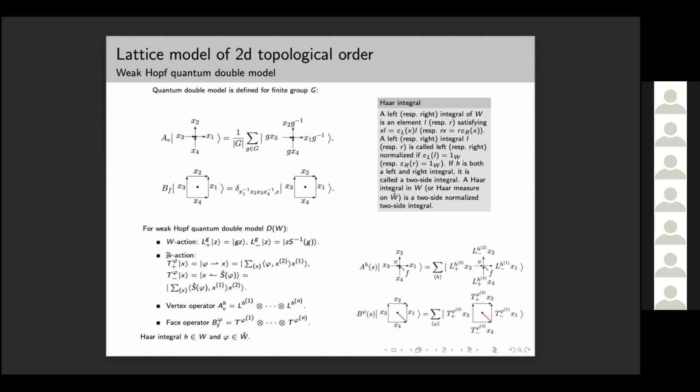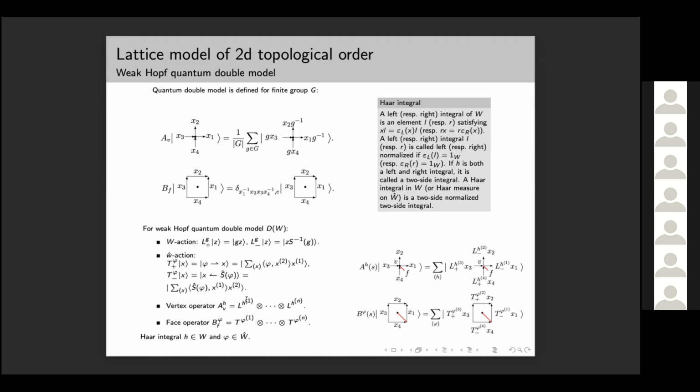And there is also a W* action over this W. This is introduced by this regular notation. This phi is just from the W*. And we take this action in the following way. In this way, we have two left module structures for W. So using this, we can construct a vertex operator. In this vertex operator, there is a special element. This h is just the Hopf integral of W.